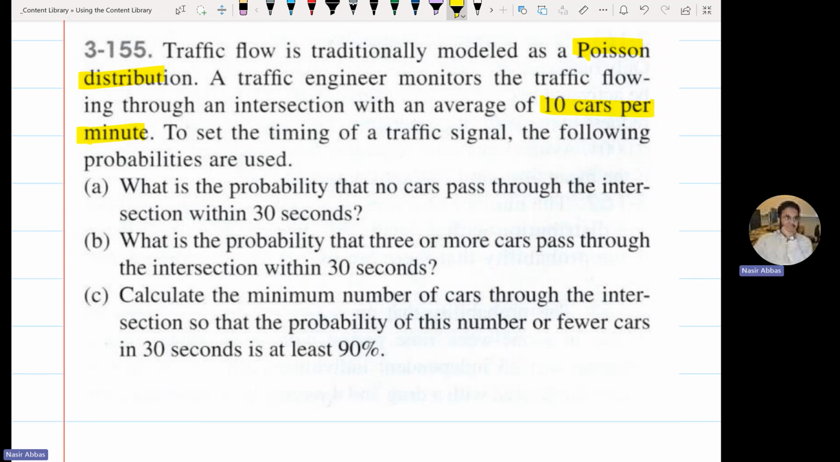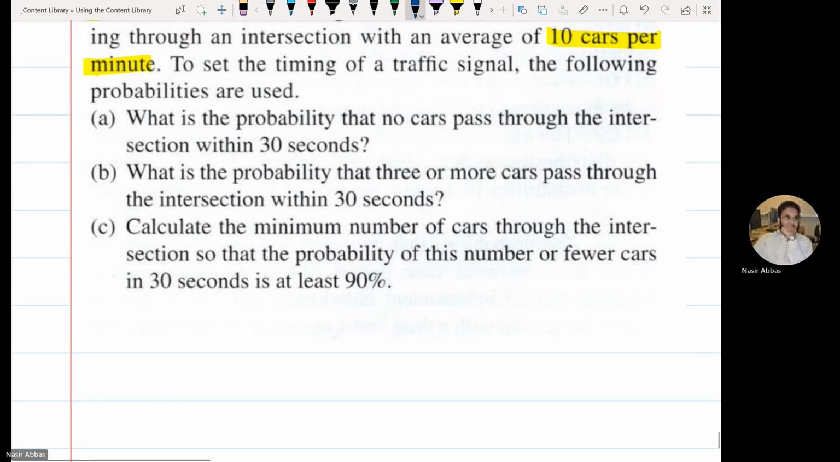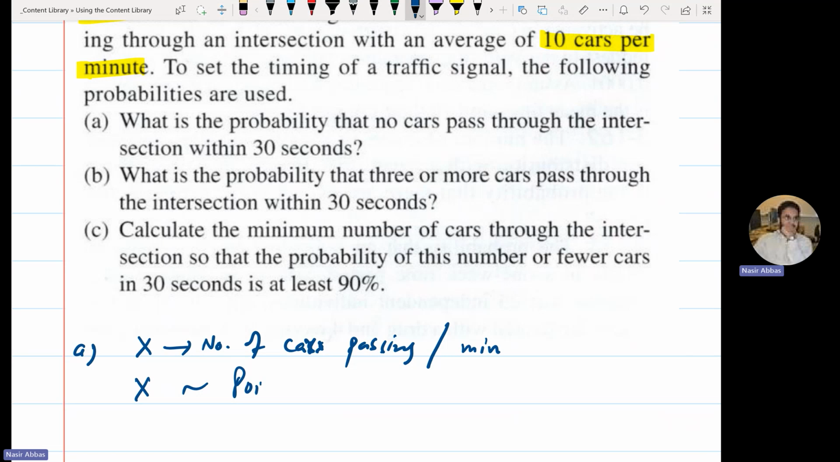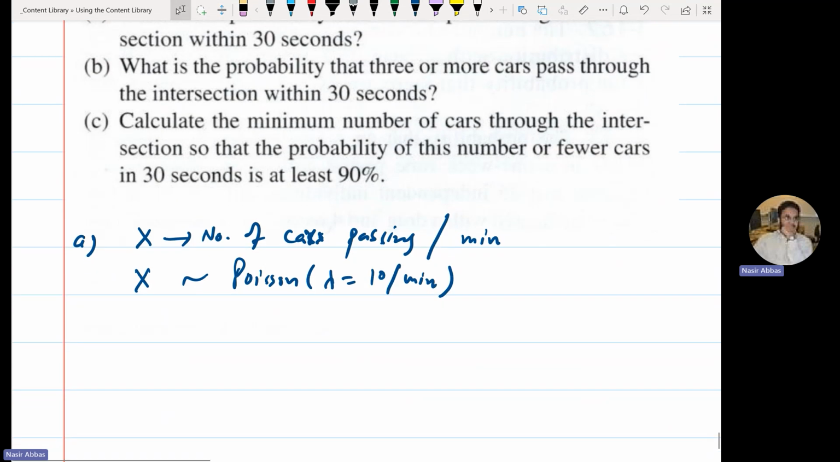What is the trick in this question? Units. The lambda is given per minute and the question is per 30 seconds. So for part A, you have X, which is the number of cars passing per, let's say, minute. So X follows Poisson with lambda equals how many cars? 10 per minute.